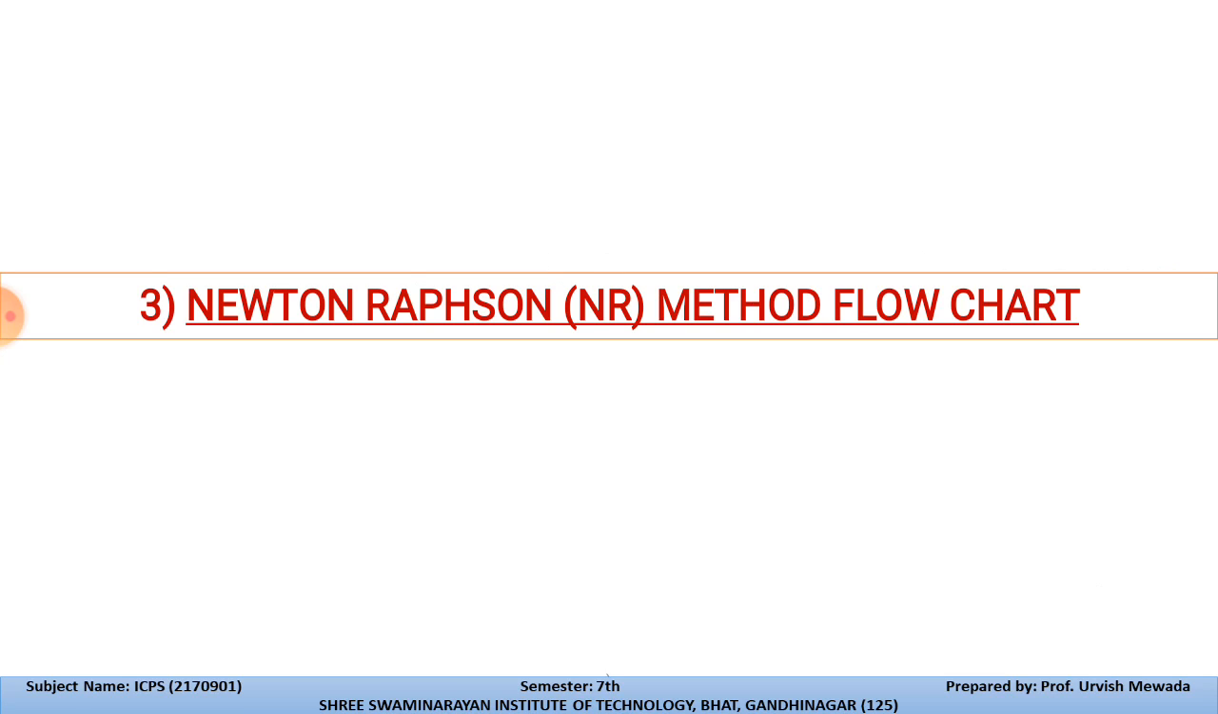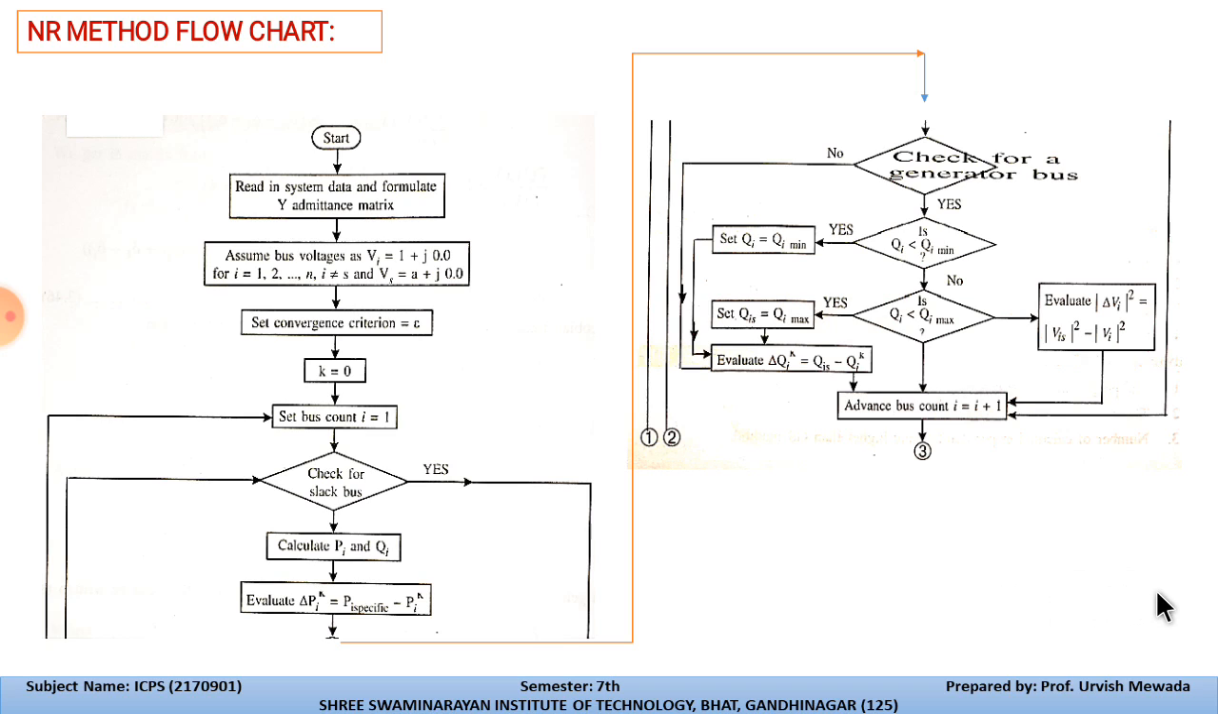So today we are going to study the flow chart of the NR method. So let us discuss how the NR method performs. The NR method basically uses the Jacobian matrix. So let us start, and this is the point at which the method starts. Read in system data and formulate the Y admittance matrix.